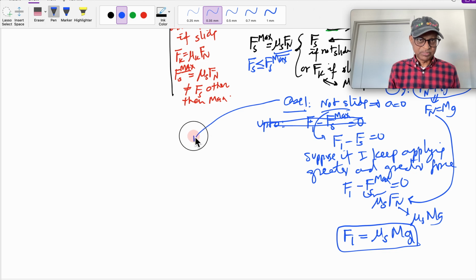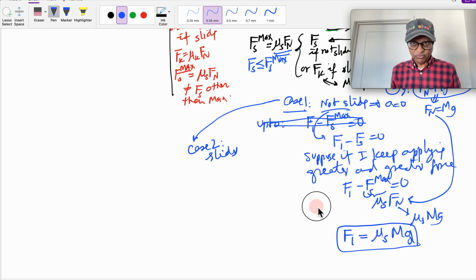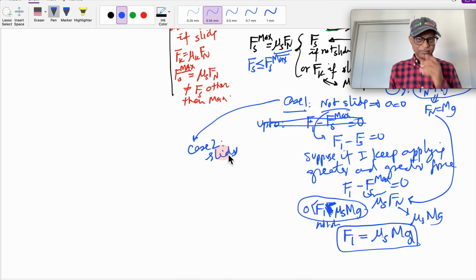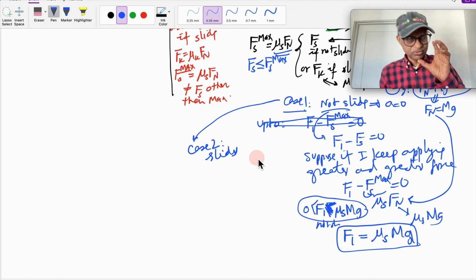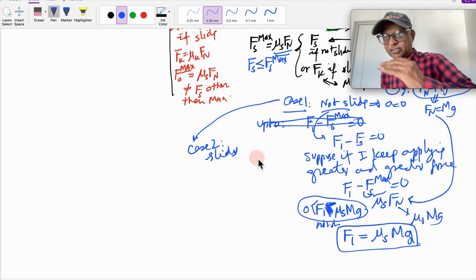So let's see now, suppose sliding. So up to this point, F1 from 0 all the way to less than this, maybe less than or equal to that. Just put less than mu s mg, it will not slide. So now it starts sliding. Then you don't need all the way to F1. If it's sliding, you can let it go and it will continue to slide.